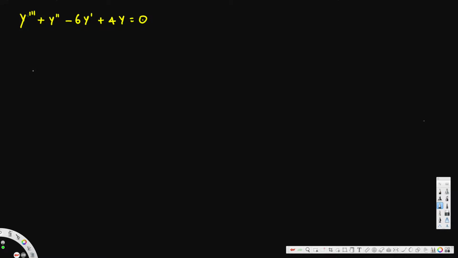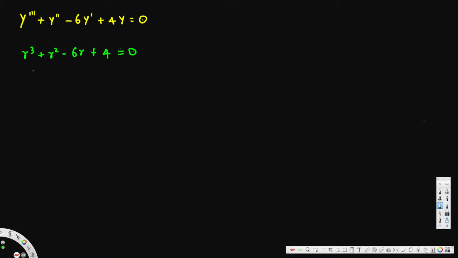To do that, if it's third order, we just put it as r cubed plus, second order, r squared minus 6r, and since we don't have any derivative, we just put the coefficient in front. That's 4, right? And we set this equal to 0. Now the next thing is we have to factor this out. If it's second order, it's easy to see right away and we can factor them out. But when we have a higher order differential equation, sometimes it's hard.